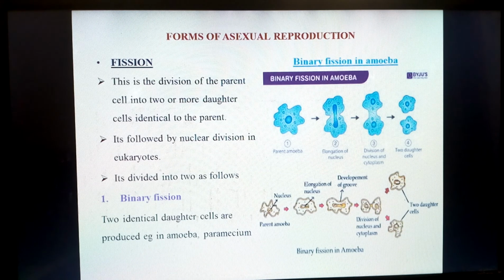As we conclude today, in my second episode I will handle the different forms of asexual reproduction and we shall elaborate more on them.